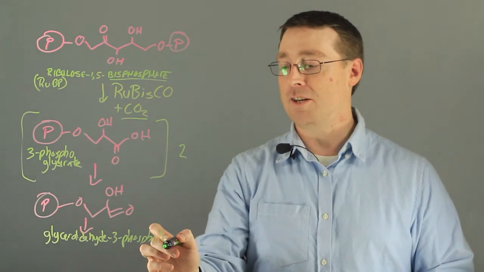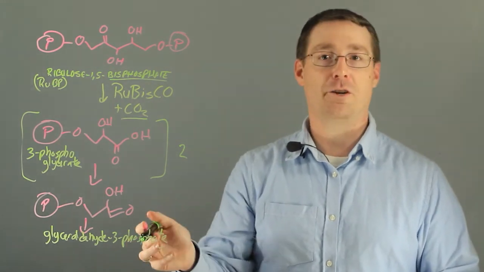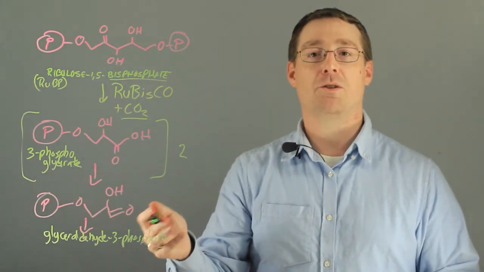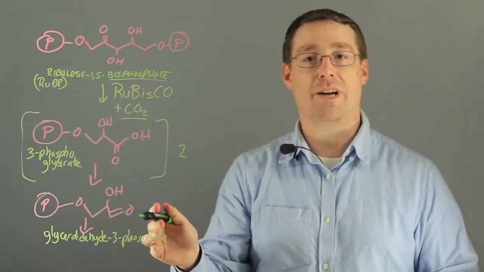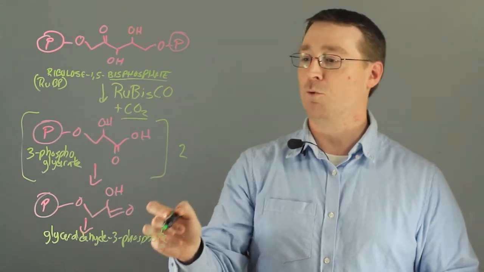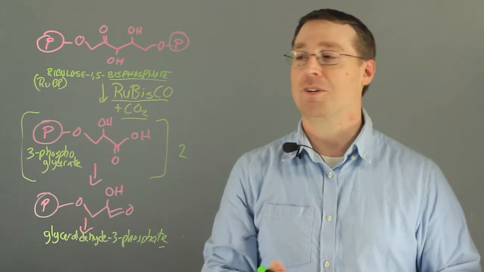This product is very important in generating, down the line in further biochemical pathways, glucose, sucrose, and starch, which is a complex sugar that is used in storage. And this would not be possible without the efforts of one enzyme called Rubisco.